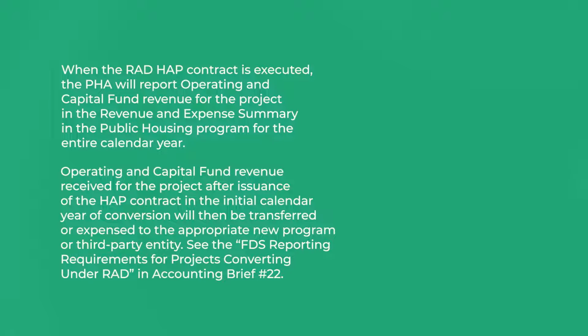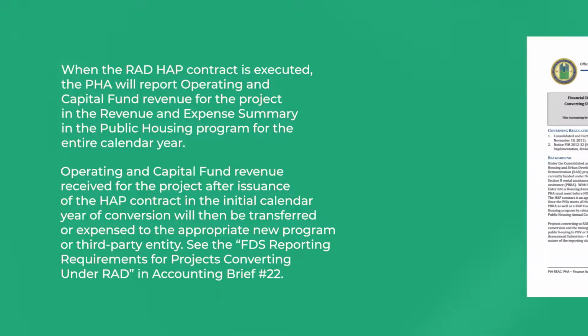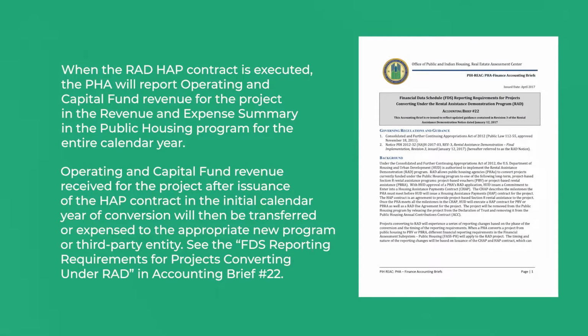Operating and capital fund revenue received for the project after issuance of the HAP contract in the initial calendar year of conversion will then be transferred or expensed to the appropriate new program or third-party entity. See the FDS reporting requirements for projects converting under RAD in Accounting Brief Number 22.